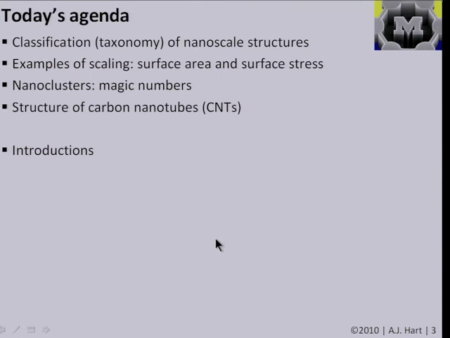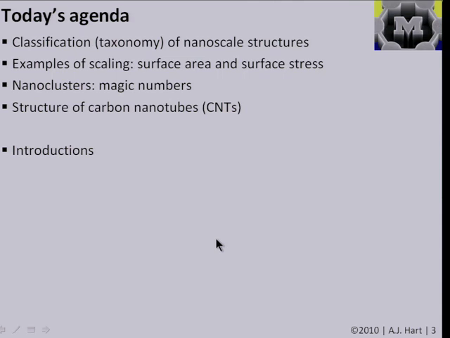All right. So today we're going to talk about general classifications of nanoscale structures, sort of naming and taxonomy. We'll talk about a couple examples of scaling, really elementary examples, but starting to get in our minds the idea of how things are different at the nanoscale in the case of high surface areas and stresses and pressures introduced by the existence of a lot of surface.